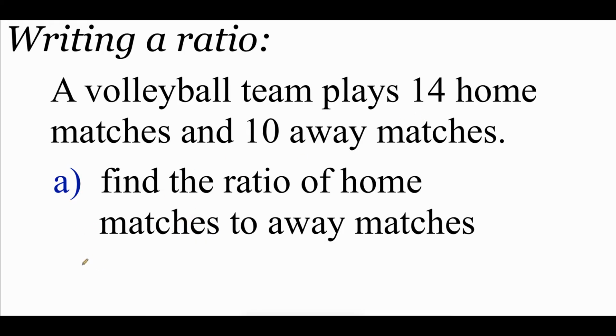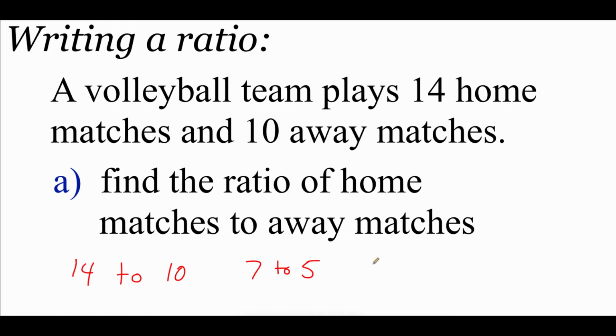So we know that there are 14 home matches and we're comparing that to 10 away matches. One way to write it is 14 to 10, but we said we always want to reduce down our ratios as much as possible. I'm looking at this 14 and this 10, thinking if there's a number that we can divide nicely out of both of those. 14 and 10 are both divisible by 2. So if I took 14 and divided it by 2, I'd get 7. And if I took 10 and divided it by 2, we'd get 5. So we'd say the ratio of home matches to away matches is 7 to 5.